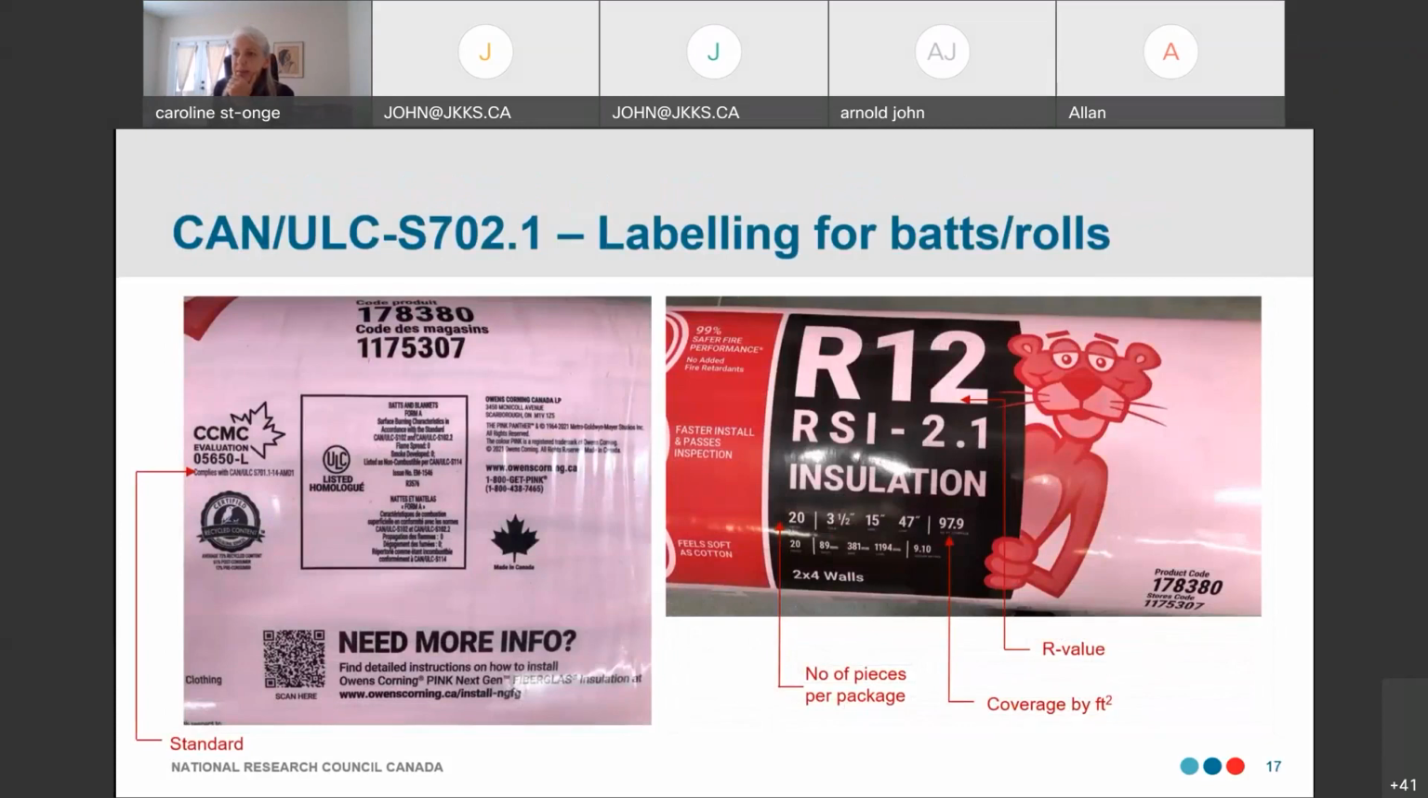On the left side, I'm showing a bag here with the identification of the standard CAN/ULC S701.1. There's the CCMC number. You can go online with our registry again and check the information. On the right side, I've turned the bag so to see the rest of the information. They are showing the number of pieces, the size of the batts, the R value on top here, and here is the coverage per square foot.